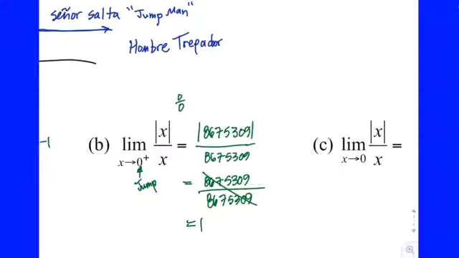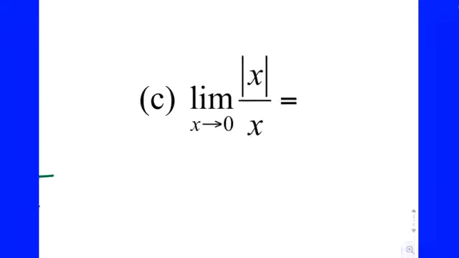So that's how we handle Jumpman, all right? Now, what would the general limit be? Based upon the definition of a limit.